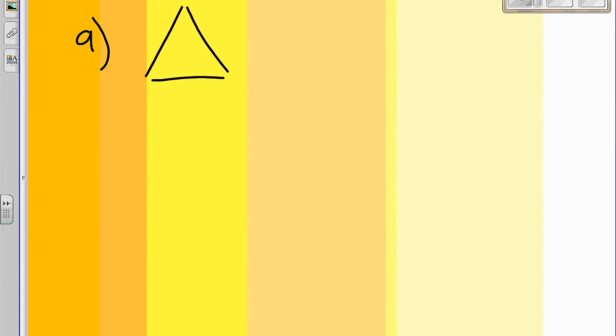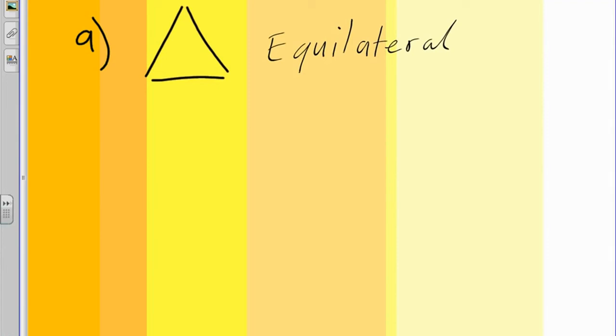Okay guys, here's a little test for you. Triangle A. Have a quick look at it. I just drew it freehand, but can you imagine that the angles are equal and the sides are equal? What sort of triangle is it? Have a guess. Pause me. That's right guys, it is an equilateral triangle. Equilateral.